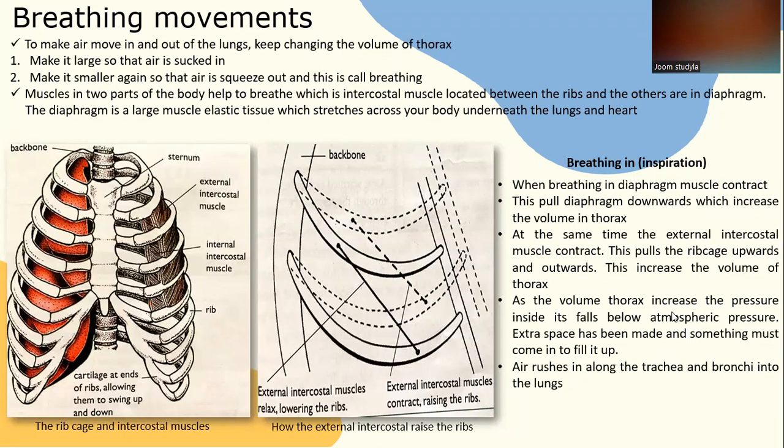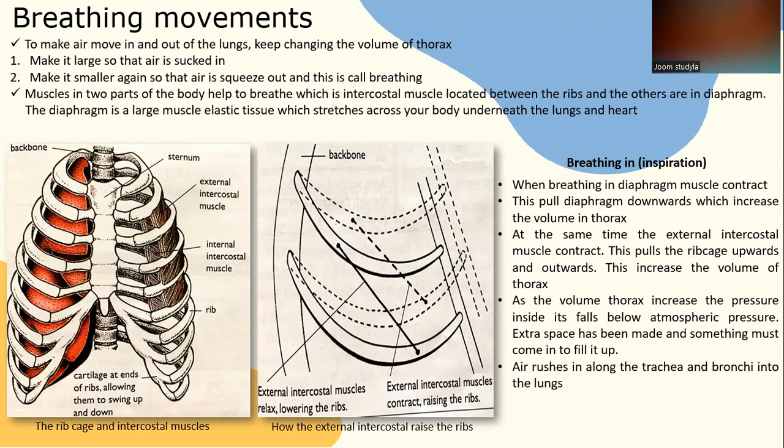As the volume of the thorax increases, the pressure inside it falls below atmospheric pressure. So extra space has been made and something must come in to fill it up. And air rushes in along the trachea and bronchi into the lungs. You can see this is a diagram about how the external intercostal muscles raise the rib. And this is the diagram which shows the rib cage and intercostal muscles.